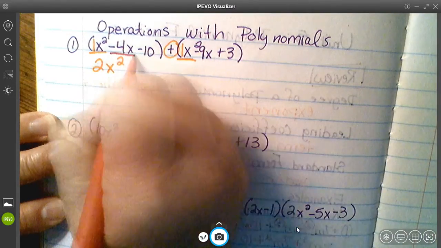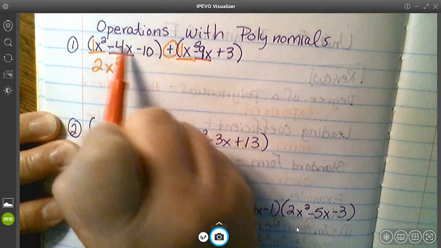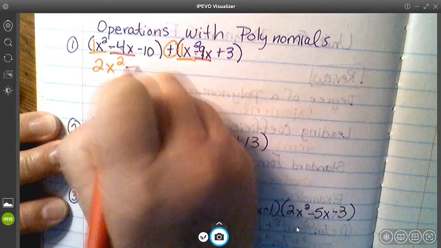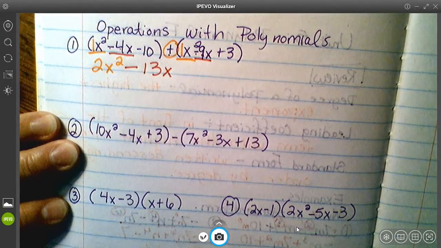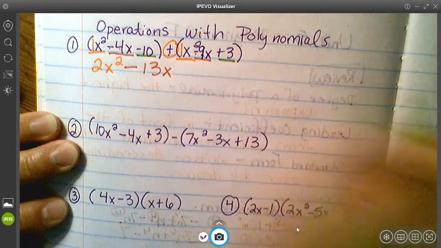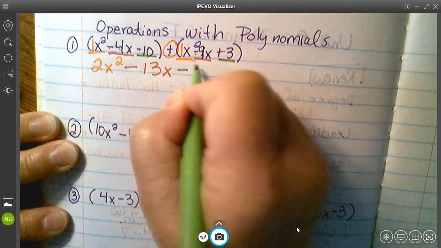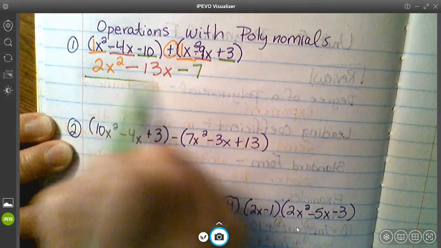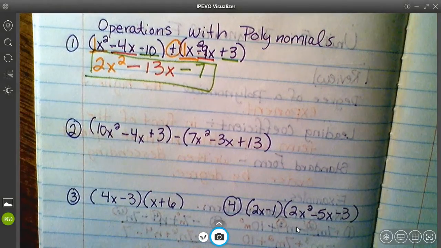Then I have an x term and another x term. So negative 4x plus negative 9x is a negative 13x. And then I have my constant terms, a negative 10 and a positive 3. Negative 10 plus 3 is a negative 7. This is already in standard form. There's no more like terms. There's nothing else to do. So this is my answer.